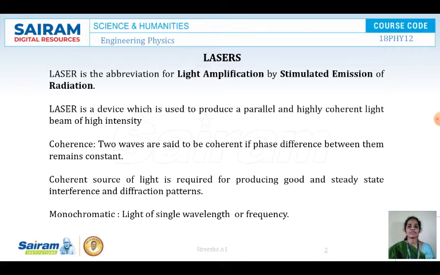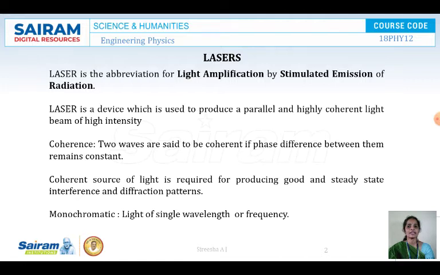So laser is a device which is used to produce a parallel and highly coherent light beam of high intensity. Laser light is highly monochromatic, which means single frequency, and it produces a highly parallel beam of light, a highly coherent source of light, and which has a high intensity.